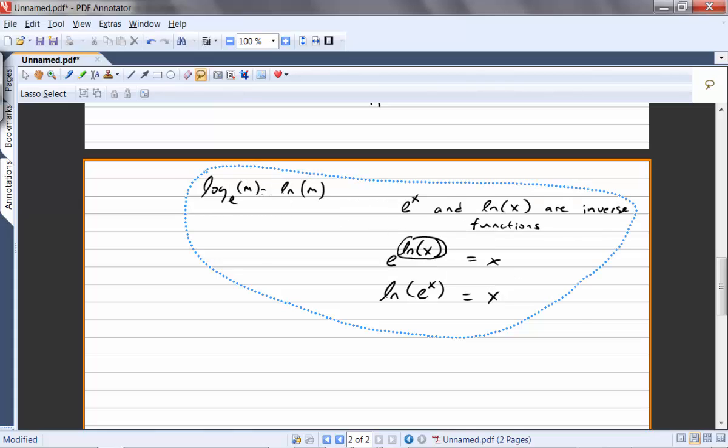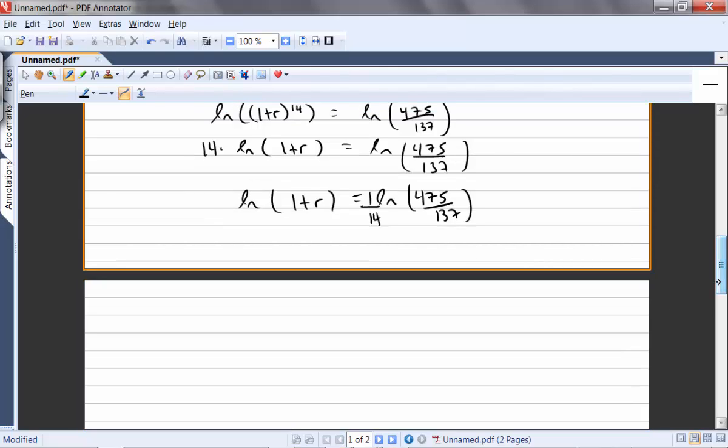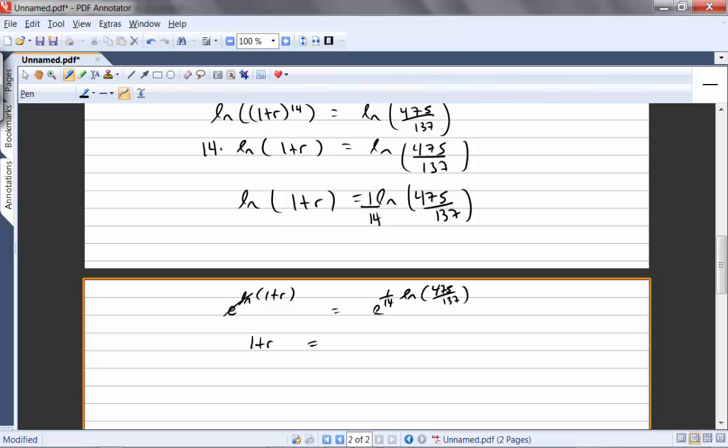So this should be familiar from grade school mathematics, I think. I think you would have learned that in grade school. So that means we can take e and raise it to the power of both sides. If you do it to the left, you've got to do it to the right. These cancel, so we just have 1 + r on the left. On the right-hand side, you can't cancel the e with the natural logarithm because there's this 1 over 14 outside. If we put the 1 over 14 back on the inside, then you could cancel, but we'll just leave it like it is.